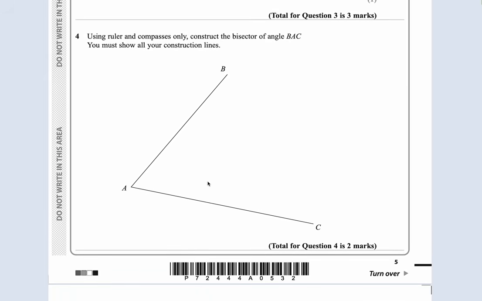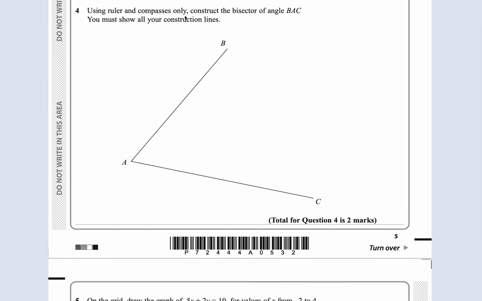Okay, question 4. Using ruler and compasses only, construct the bisector of angle BAC. Right, guys, I don't have a ruler or a set of compasses, but I'll show you what to do. So put your pointy bit in there, and draw a circle that crosses this and this. So it has to cross both of them. Now you can draw the full circle, but it doesn't matter as long as it just crosses here and crosses here. Then you put your pointy bit here and here.